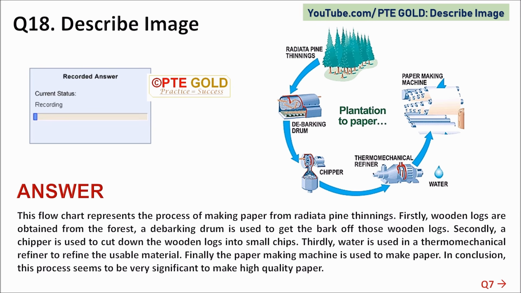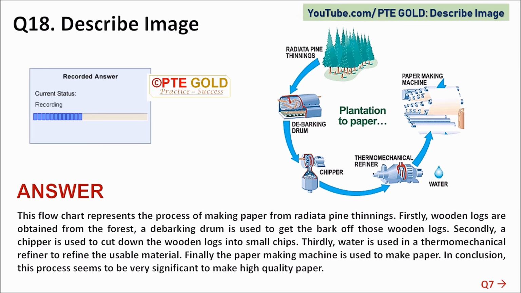This flowchart represents the process of making paper from radiata pine thinnings. Firstly, wooden logs are obtained from the forest. A debarking drum is used to get the bark off those wooden logs. Secondly, a chipper is used to cut down the wooden logs into small chips.